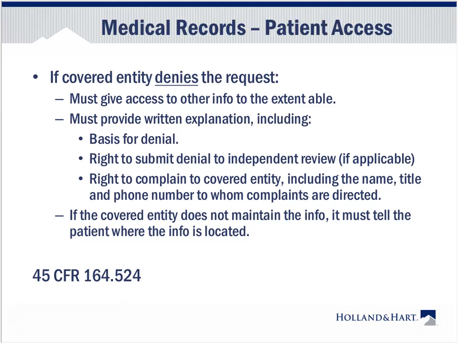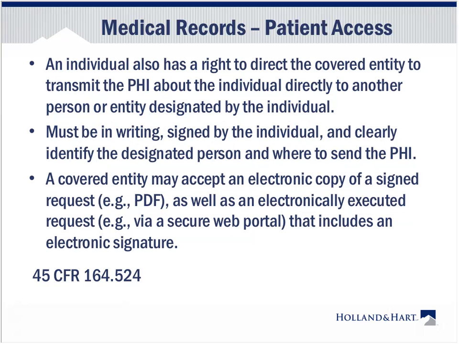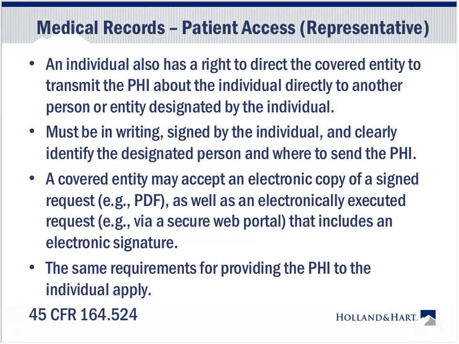If we deny the request, we have to provide a written explanation of the basis for the denial, telling them what their rights are to have an independent review and who they should complain to, et cetera. And if we don't have the information, we have to tell them where it's located. In addition to patient access, a representative of the patient can also receive these designated records. That's an individual who has the right to direct the covered entity to submit the information.